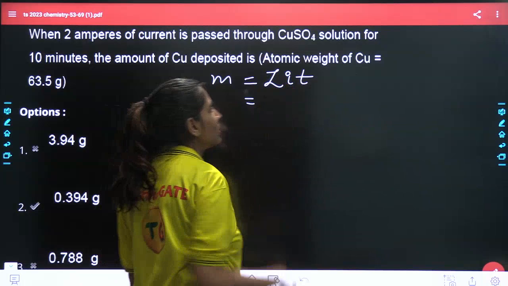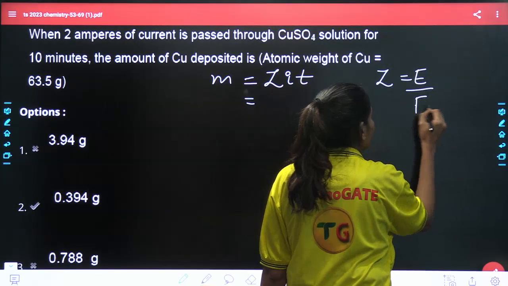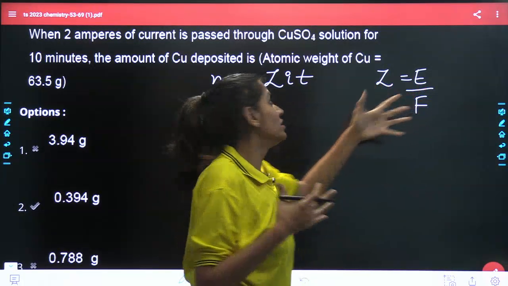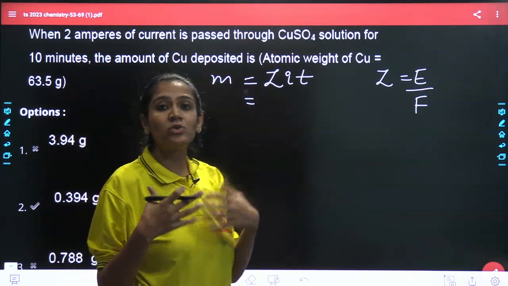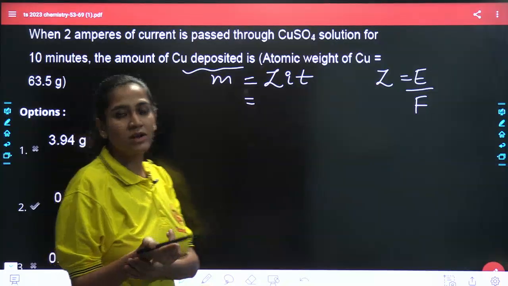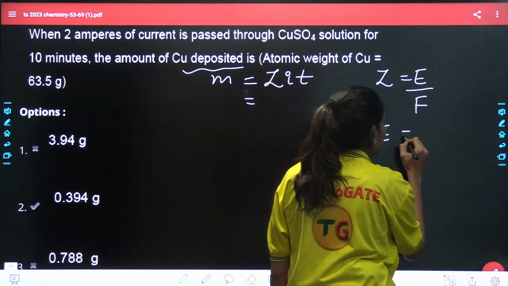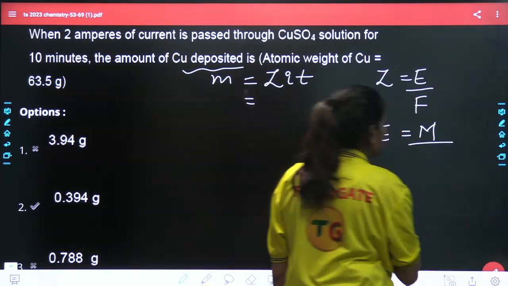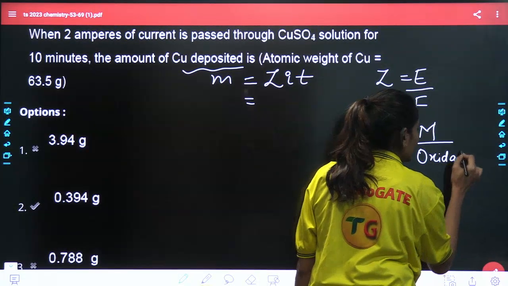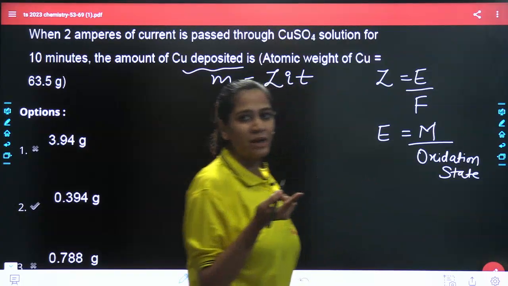Now here we are not having the value of Z. Z is also given as E upon F. What is E and what is F? E is the equivalent weight. Of what? Equivalent weight of the substance about which we are talking about to get deposited. So here we are talking about what? Copper. Okay, so equivalent weight of copper. Now equivalent weight is equal to molecular mass upon oxidation state or valency. There are different definitions for equivalent weight, that depends on what we are talking about.